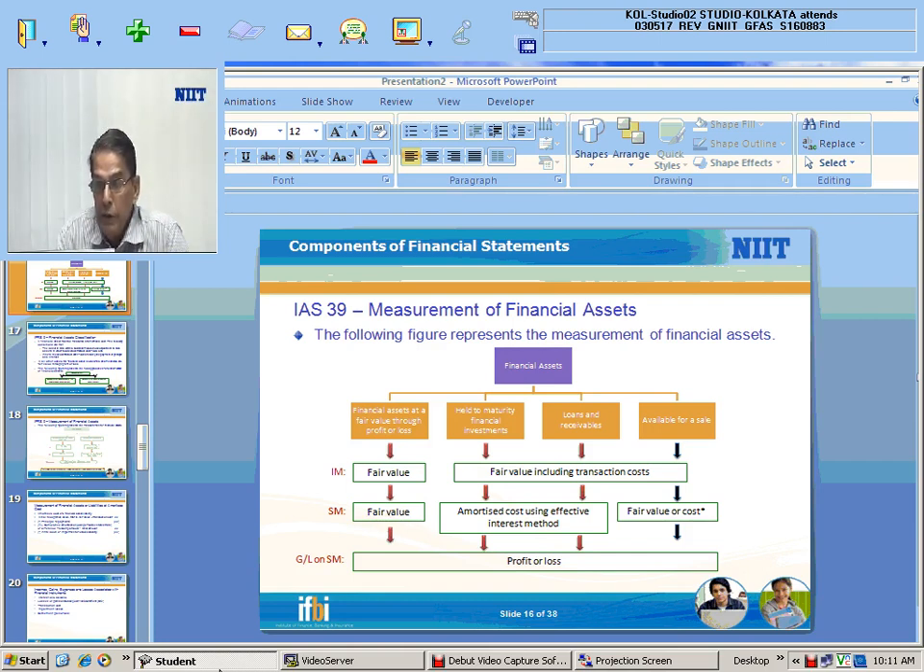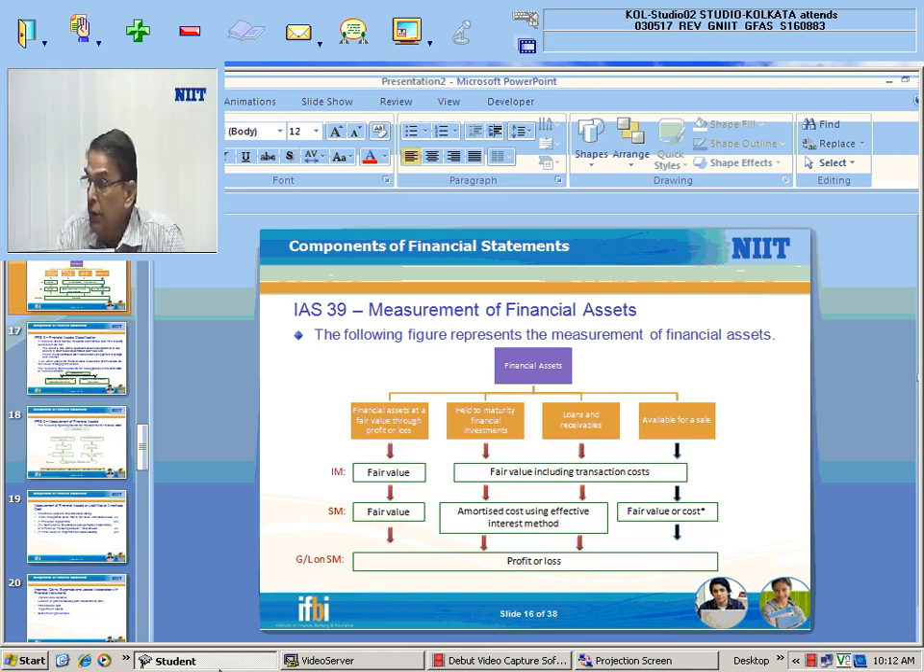Then for financial assets which are held to maturity type or loans and receivable type, subsequent measurement will be at amortized cost using the effective interest method. But for available for sale investment, the subsequent measurement will be fair value or cost. Any difference between the initial measurement and subsequent measurement will be again transferred to the profit and loss account, as in the case of FVTPL.